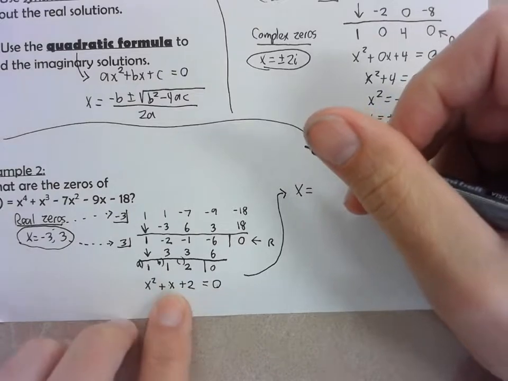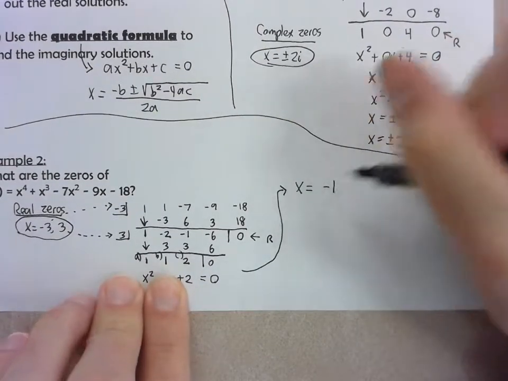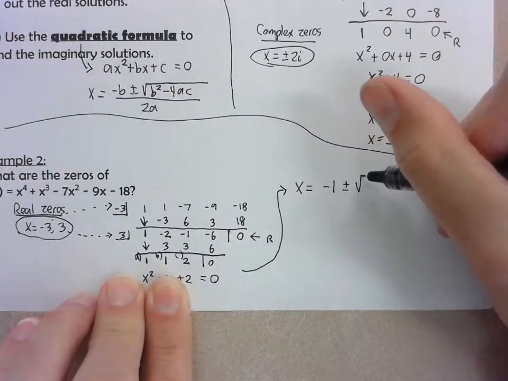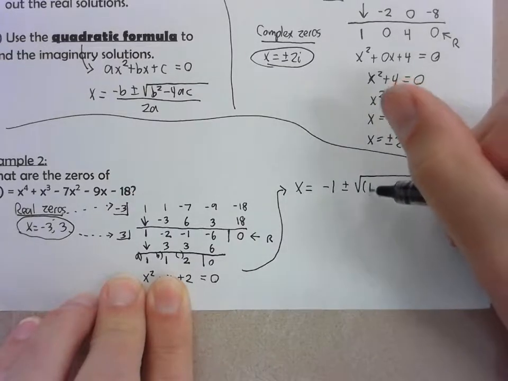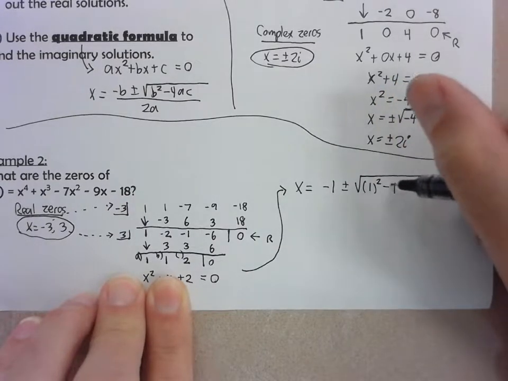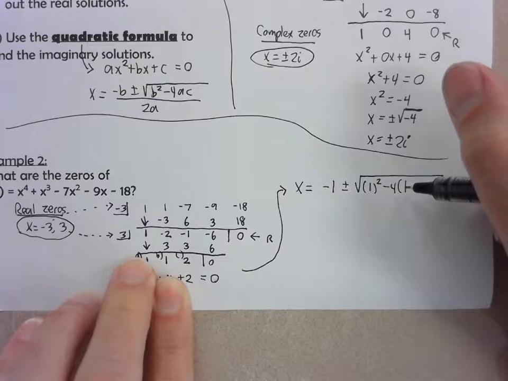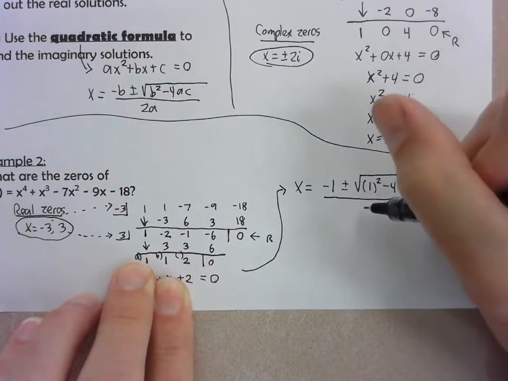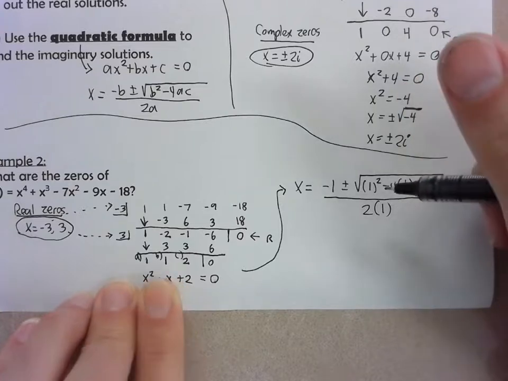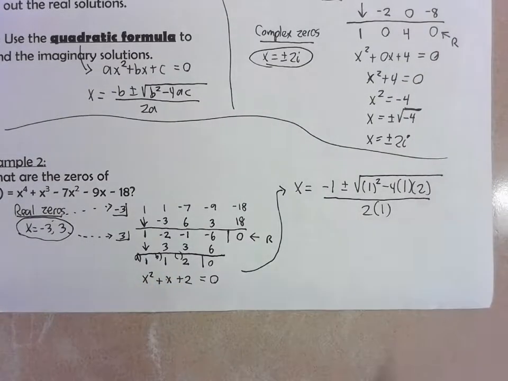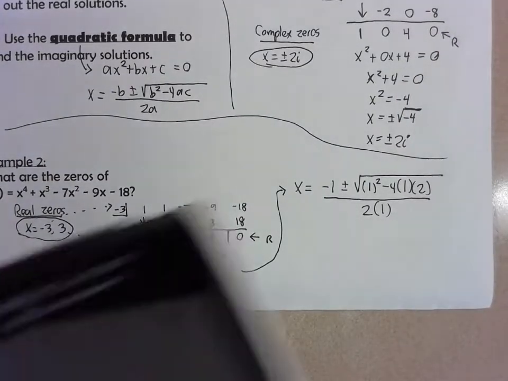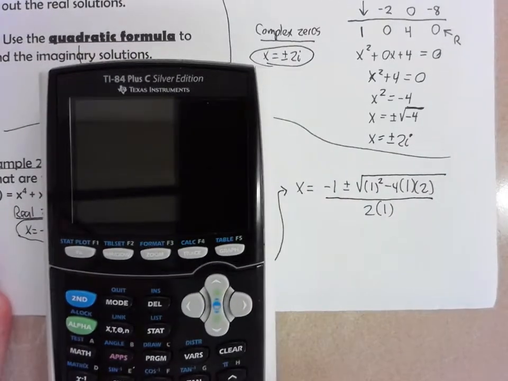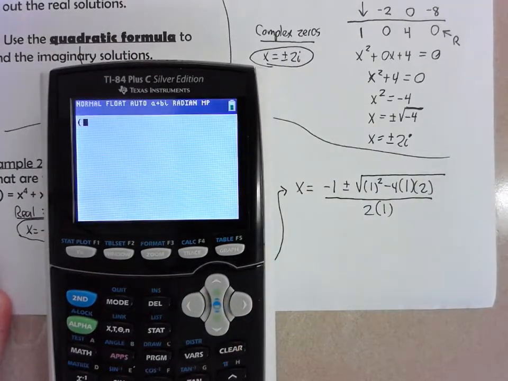So the opposite of b is going to be negative 1 plus or minus the square root of b squared, 1 squared minus 4 times 1 times 2. That's b squared minus 4ac, all over 2a, so 2 times 1. If you need to use your calculator to assist you with the numbers under the radical, of course that's fine.